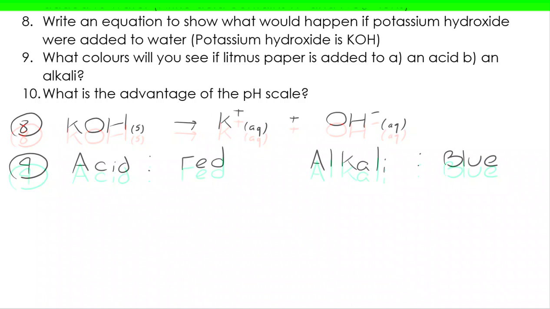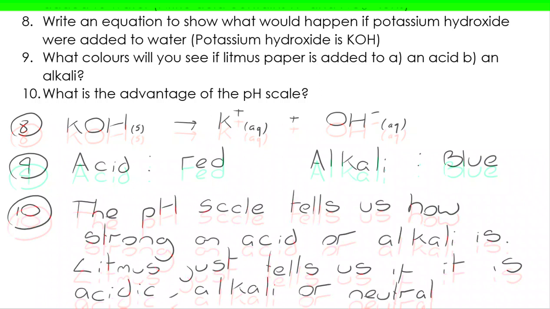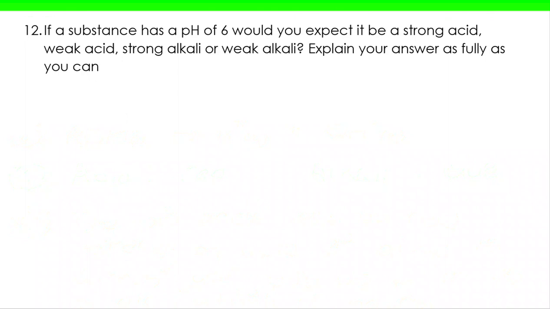What's the advantage of the pH scale? Well, what that does is tell us how strong an acid or an alkali is. The litmus will only tell us if it's acidic, alkali or neutral. And we need to consider a little more about that pH scale. Have a think about this question.